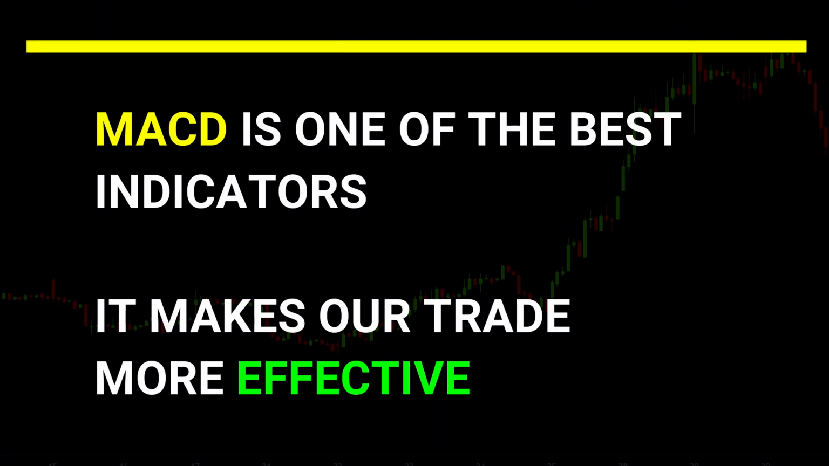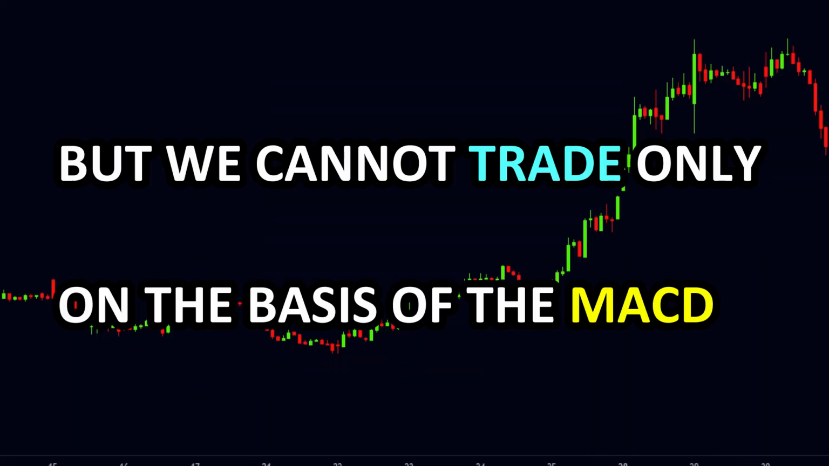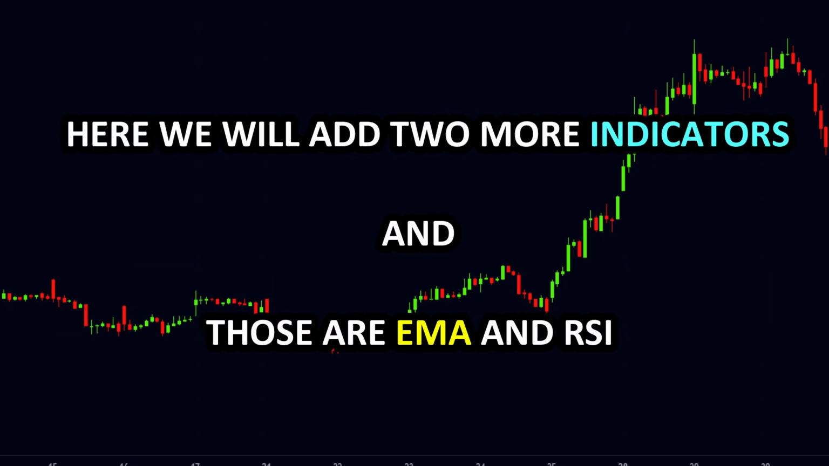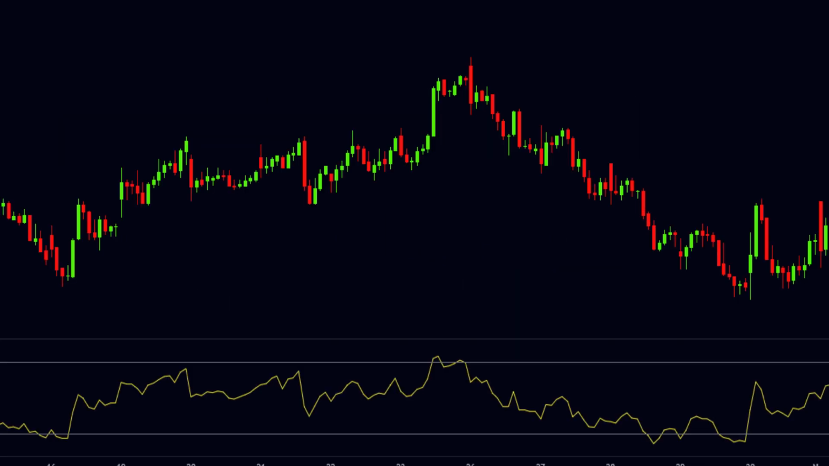MACD is one of the best indicators, it makes our trade more effective. But we cannot trade only on the basis of the MACD. To create more accuracy during the trade, we have to use other indicators also. So, here we will add two more indicators, and those are EMA and RSI. Now first we understand RSI shortly.